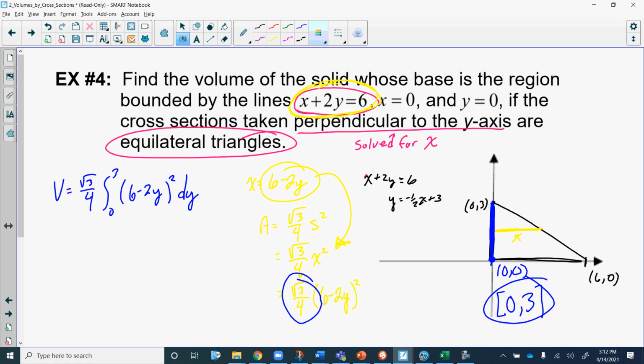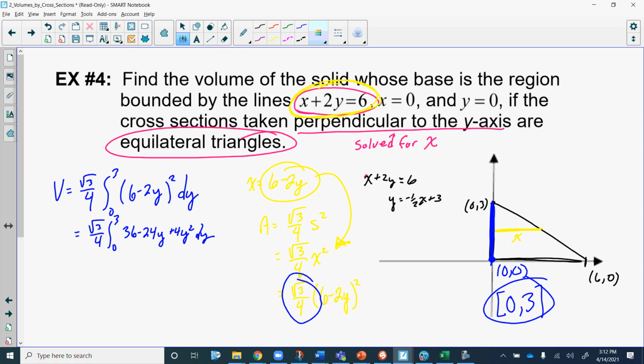If you want to, on this one, you could probably do u substitution, but because we only have the one expression, I'm going to go ahead and just expand it and treat it as a normal polynomial in standard form. Radical 3 over 4, 0 to 3, and if I expand that, I'm going to wind up with 36 minus 24y plus 4y squared dy.